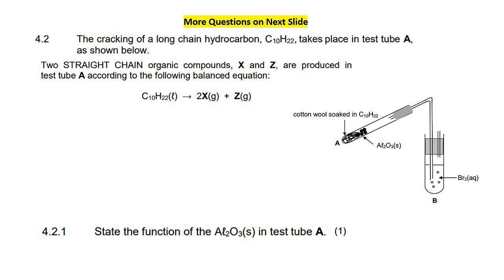Okay, so it says that the cracking of a long chain hydrocarbon, which is C10H22, which is an alkane, in case we need that, I'm not too sure if we will, but that is an alkane. How did I know that? Well, I know that the alkanes are CnH2n plus 2. So if n is 10, then 2 times 10 plus 2 is 22.